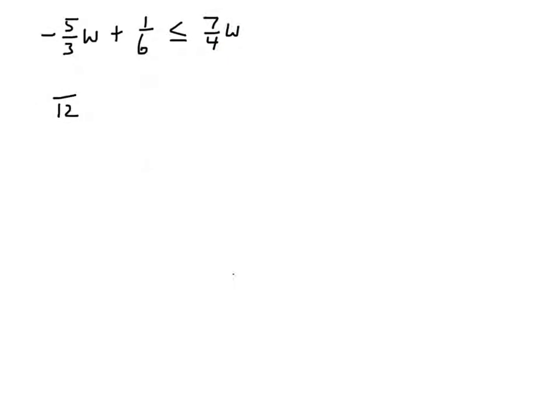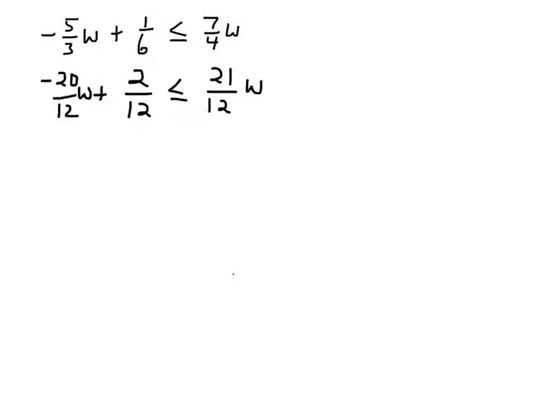So in the first case, 3 goes into 12 4 times, so 5 times 4 would be 20, so it would be negative 20 over 12. And then 6 goes into 12 twice, so 1 times 2 is 2. And then on the other side, 4 goes into 12 3 times, 7 times 3 is 21. Okay, I forgot my w right here, so let me go back and put that in.